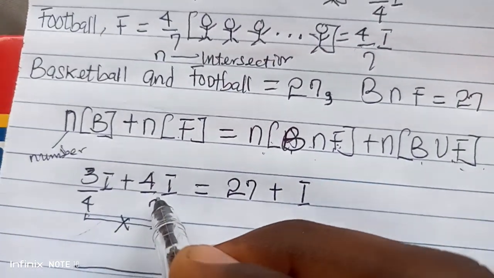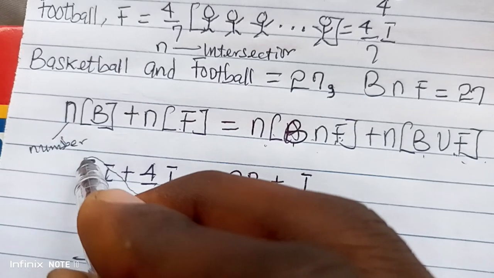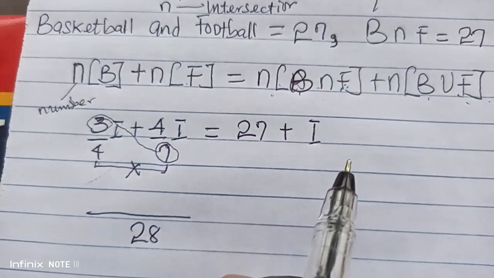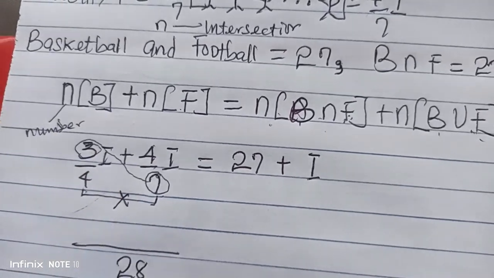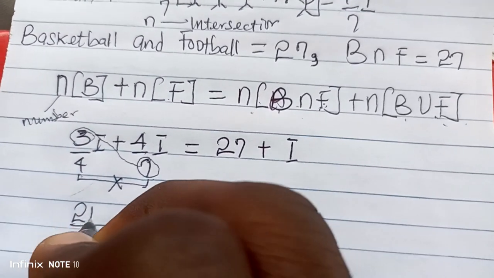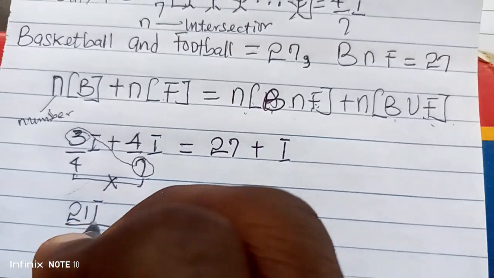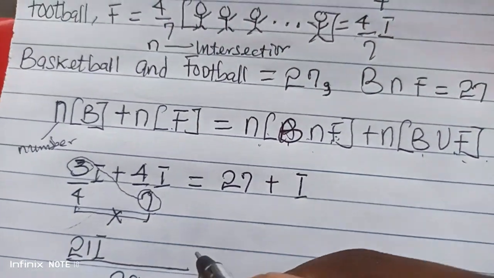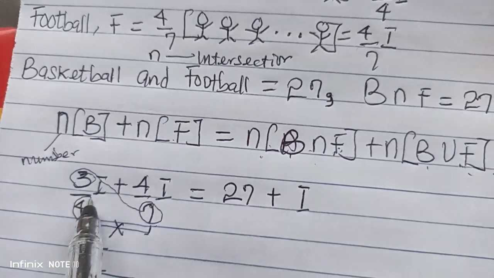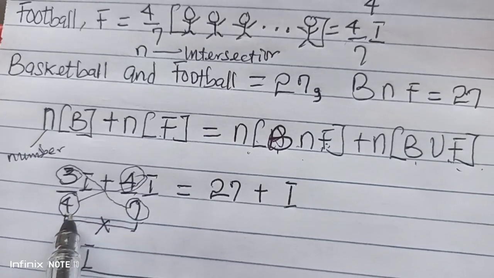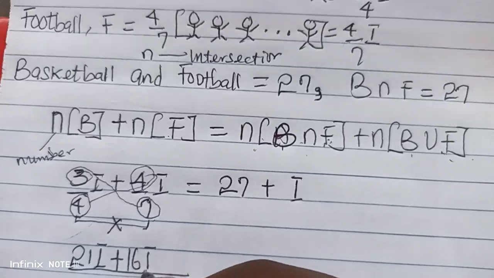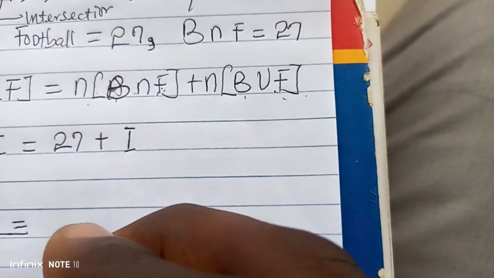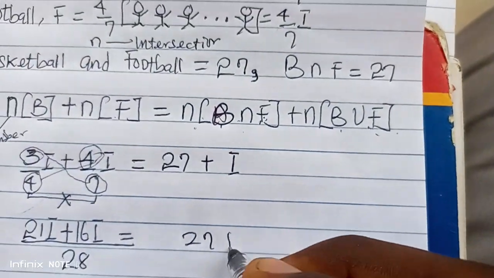So let's multiply this and this with this. If I multiply 7 with 3, it gives me 21i. You can still try with your LCM if you don't understand this. Multiply this one also with this. 4 times 4 gives you 16i, and you are done. So we now get everything nice: 27 plus i.